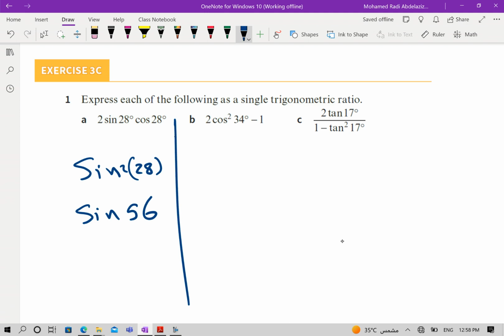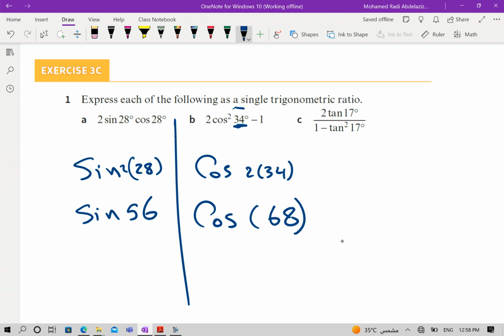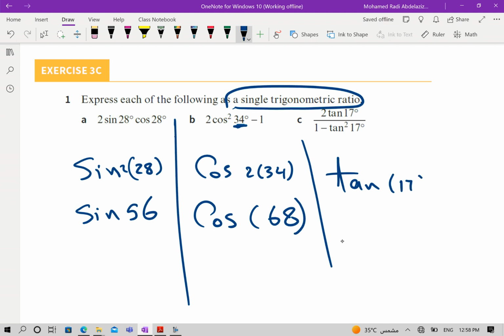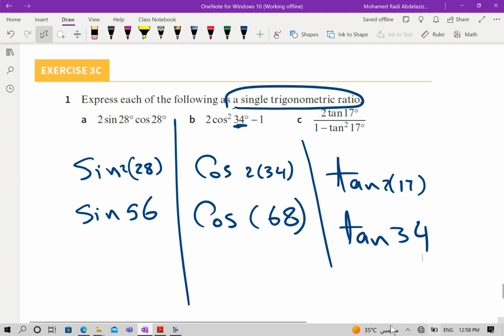2 cosine squared 34 minus 1 is cosine double of 34, so the answer will be cosine 68. He asked to write it as a single trigonometric ratio. The second one, 2 tan over something, this is the formula of double tan. Tan double of 17, so it will be tan of 34 degrees.